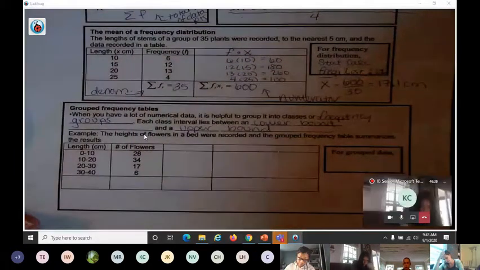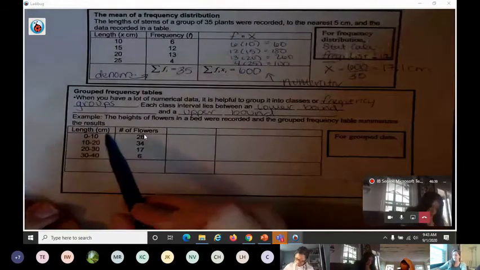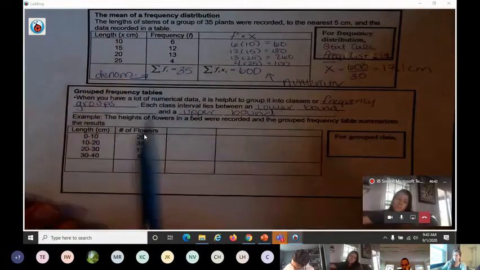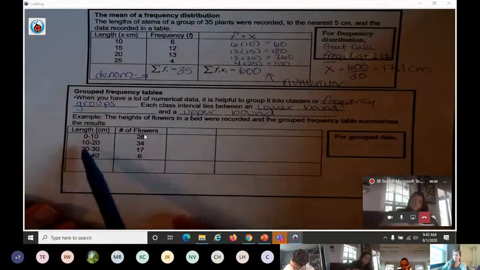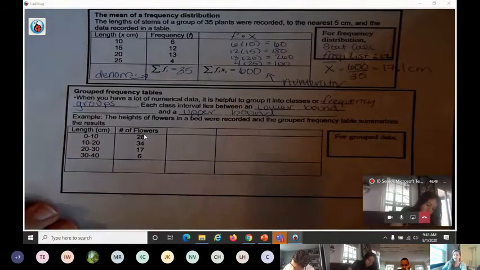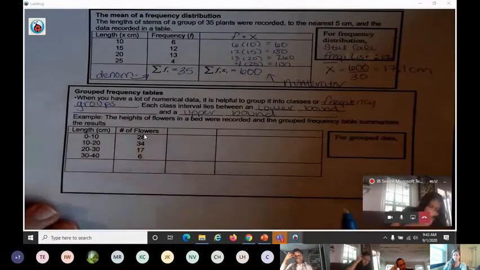Okay, so for example, we have the heights of flowers in a bed were recorded and the grouped frequency table summarizes the results. So we have the length, okay? So instead of having individual lengths here, we had a ton of data. So we said between 0 and 10 centimeters, 10 and 20, 20 and 30, and 30 to 40. And we have our frequency listed here with the number of flowers in each category.